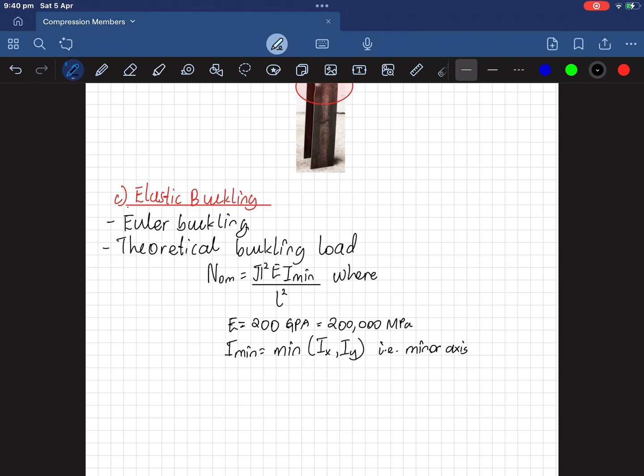The buckling load equals π squared EI over L squared. This is a very, very common formula.